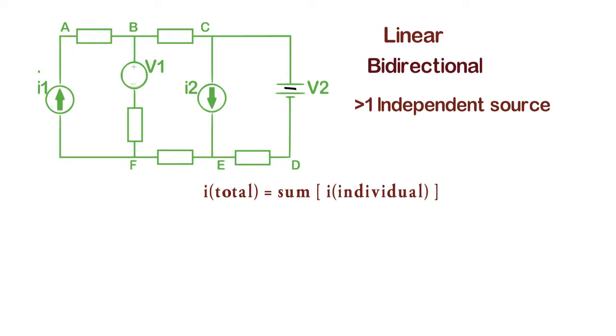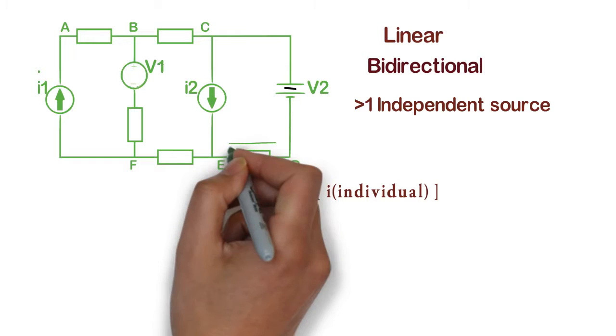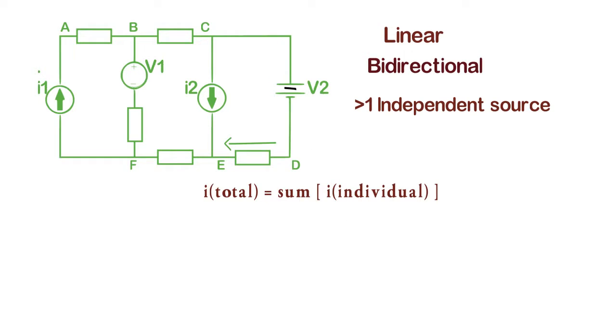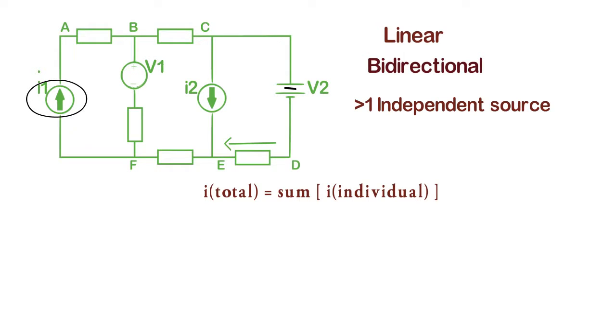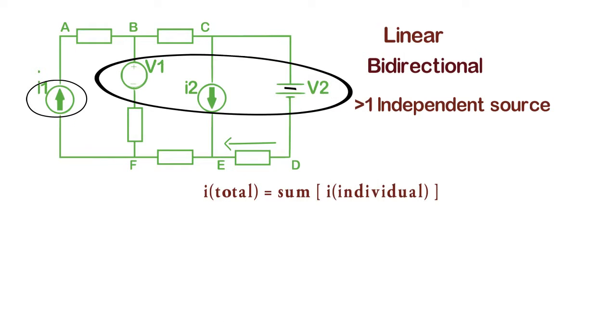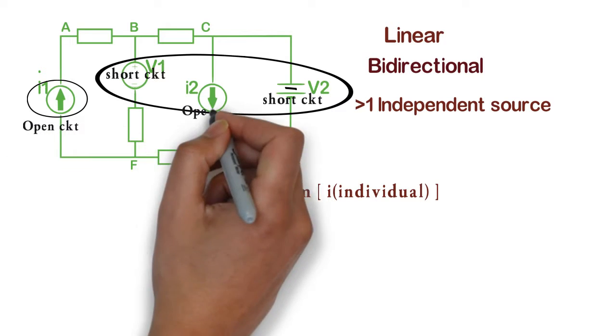For an example, if we have to calculate the value of current through branch DE, then at first we will calculate the value of current through DE by considering only one source at a time and by replacing the remaining sources by their internal resistances. If we consider these sources as ideal, then the internal resistance of a voltage source will be 0, that is, it would be replaced by a short circuit, and the internal resistance of a current source will be infinite, that is, it will be replaced by an open circuit.